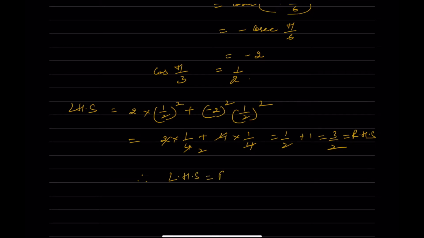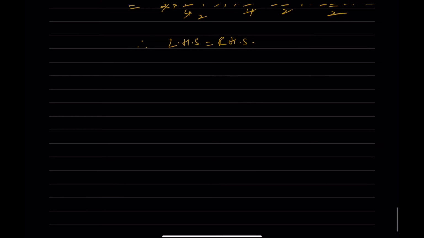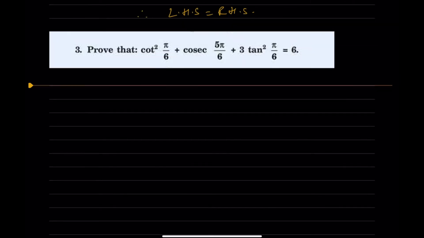Now going into the next problem, that is the third problem. What is the third problem we'll look into? Third problem: prove that cot square pi by 6 plus cosecant 5 pi by 6 plus 3 tan square pi by 6 is equal to 6. So in order to do this, how will we do? We'll write down all the values of what is cot pi by 6, cosecant 5 pi by 6 and tan pi by 6 separately, and then we'll substitute in this LHS.